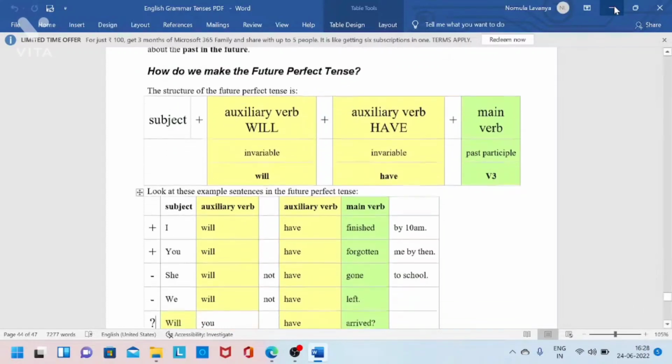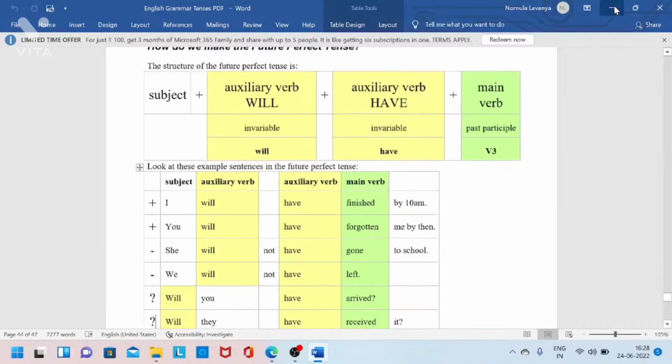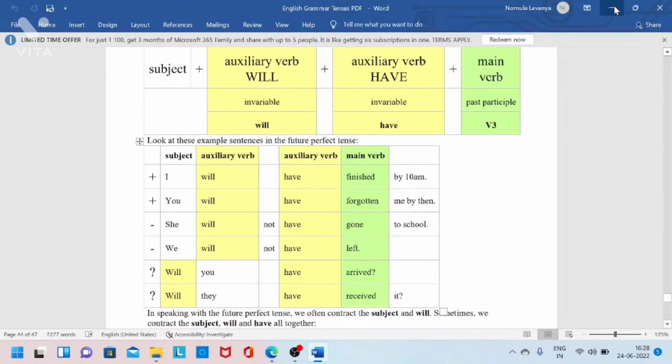So it's about the future, but sometimes in the future we are talking about the past also. Okay, past in the future. Okay, you will have forgotten me by then. So for the negative sentences, as usual we will be inserting "not" in between the auxiliary verbs. She will not have gone to school, she will not have left. Okay, and for the question form, as usual the subject and the auxiliary verb get exchanged.